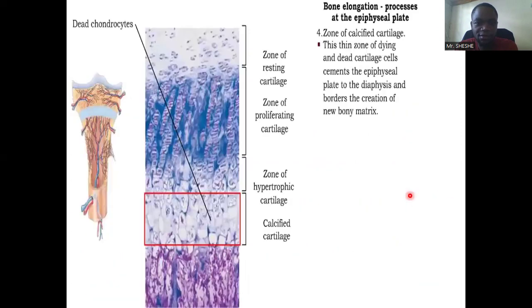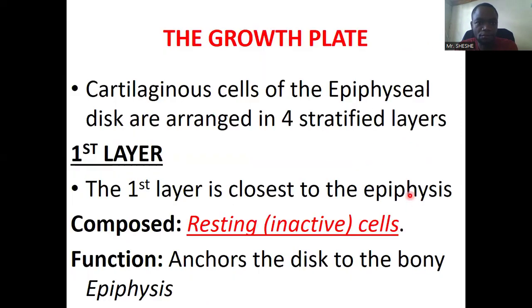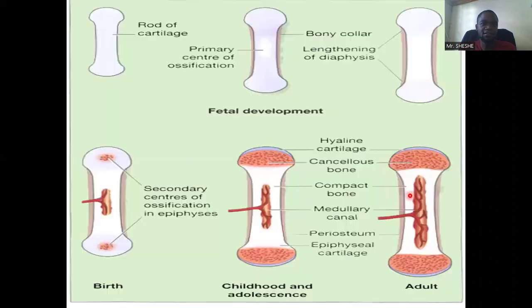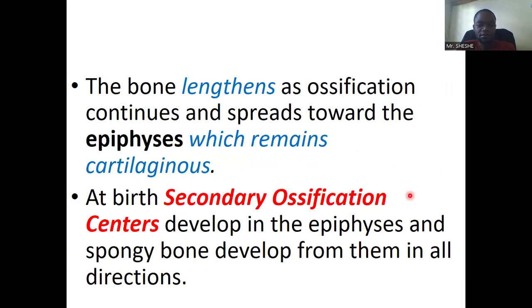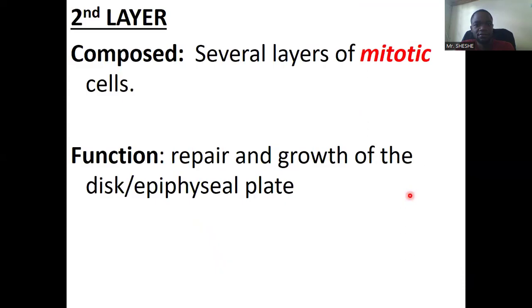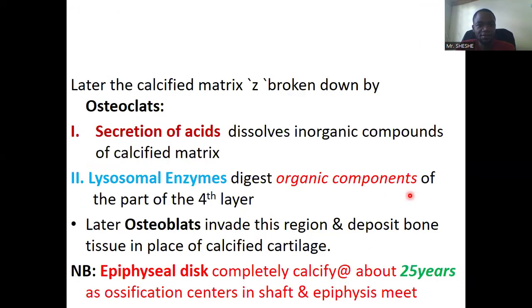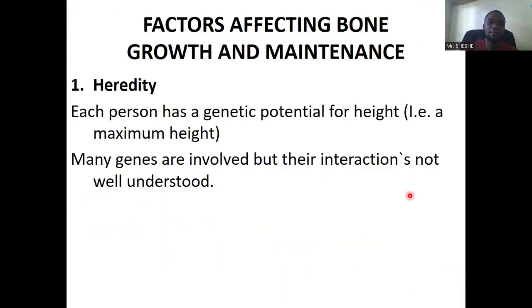What I would like to talk about is factors that influence growth, right? Growth of bones. So what are those things that we look at that will enable bones either to grow or not to grow? Number one is hereditary. So the skeleton that we all have is dependent on the genes that we have or acquire from our parents. So genes determine what we call the maximum height, all right?